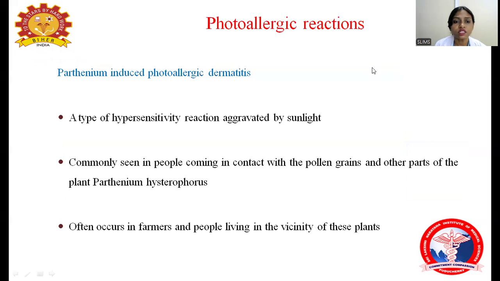Now coming to the photoallergic reactions, Parthenium induces photoallergic dermatitis. It is a type of hypersensitivity reaction which is aggravated by sunlight. It is commonly seen in people who come in contact with the pollen grains and other parts of the plant Parthenium hysterophorus. It usually occurs in farmers and in people who live in the vicinity of these plants. These plants are usually found near the railway tracks. So people living near the railway tracks are more prone to developing this Parthenium-induced photoallergic contact dermatitis.